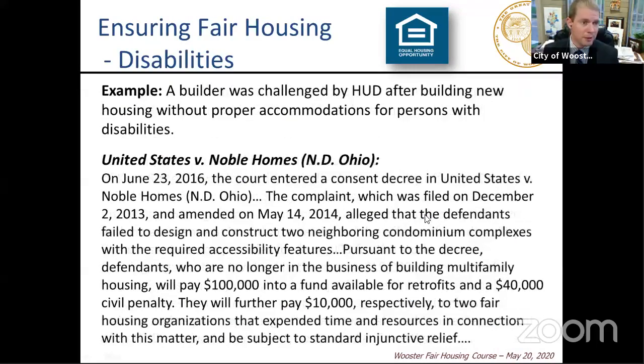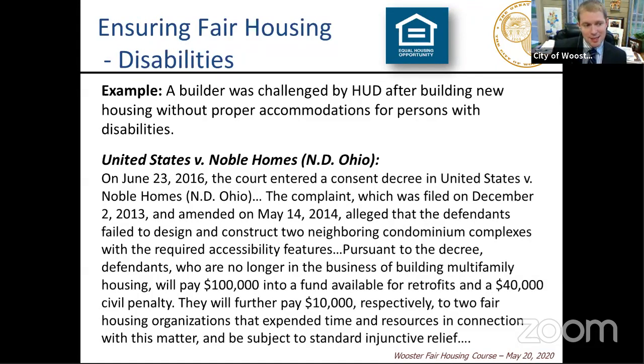A similar one: a builder was challenged by HUD after building new housing without proper accommodations for people with disabilities. In new construction in particular, there are requirements for ensuring accessibility features. In this particular case, United States versus Noble Homes, the standards of construction were not followed. Again, this was an issue that ultimately escalated, and it led to federal involvement.